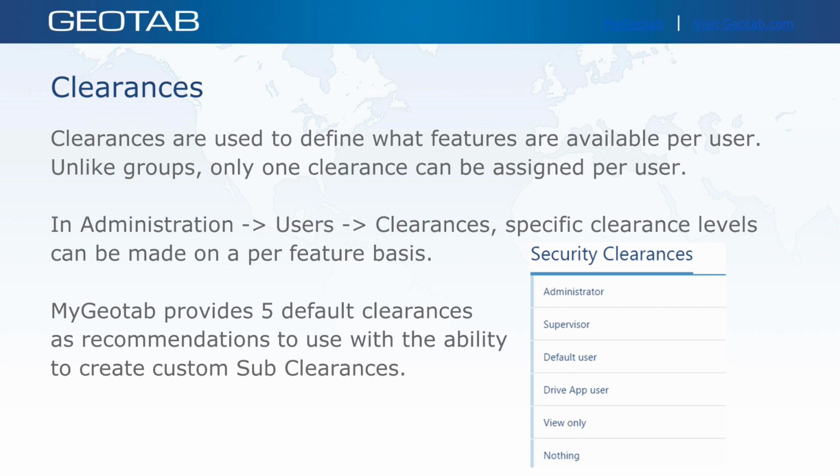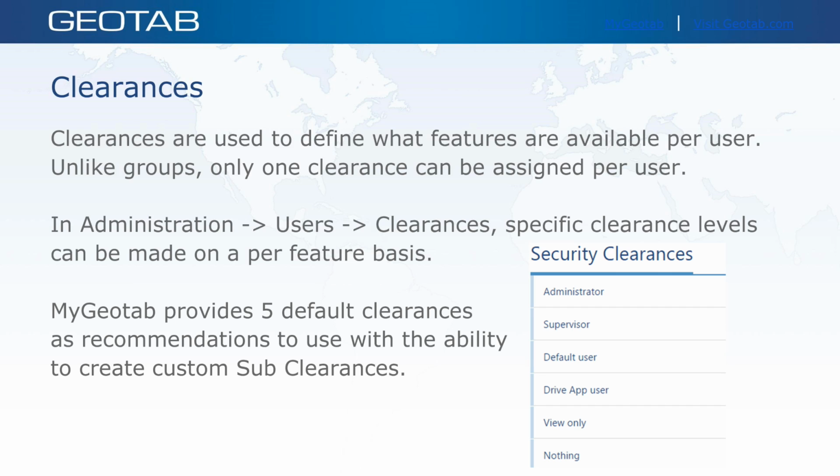You can see that we have 5 default clearances available to you that you can choose from. But we also offer the ability to create sub-clearances underneath any one of these. So our 5 defaults are Administrator, which literally has access to every single thing in the database. Then we have Supervisor, which can't do certain things in there. Default User, Drive App User, which is more for hours of service. View only, which, as you can imagine, does not allow them to administer anything, but they can view anything in the system. And then we have a nothing security clearance.